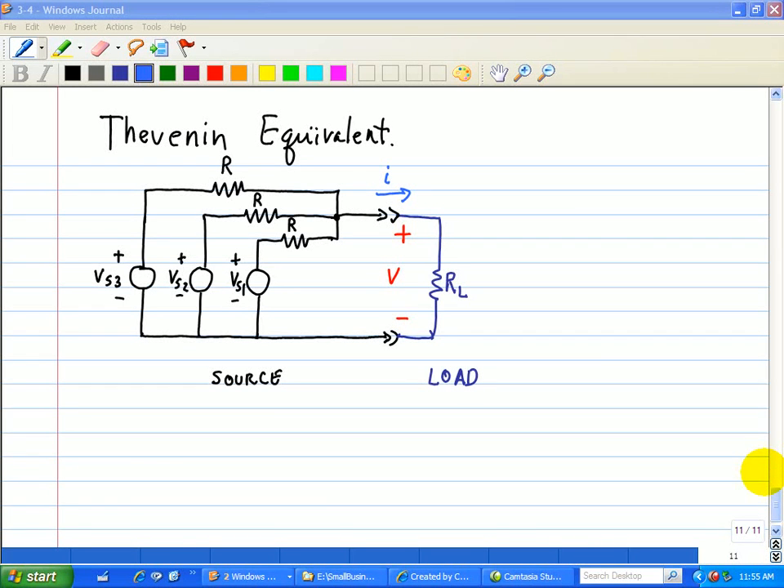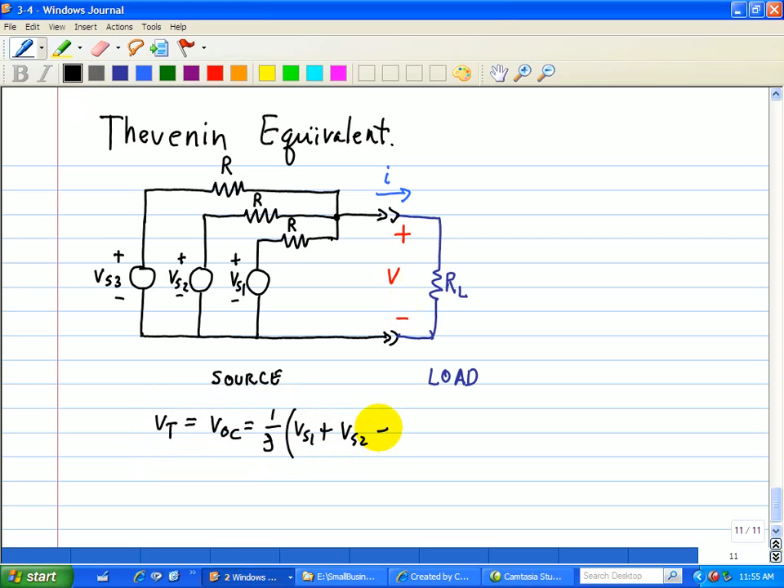In this problem, we're asked to find the Thevenin equivalent of this source circuit to the left of the interface, shown here, and then use the Thevenin equivalent to find the voltage delivered to the load. We did this problem earlier, but I'll just give you the final result, and I'll post the derivation. VT is VOC, which is just 1/3 of VS1 plus VS2 plus VS3. I'll derive this relationship at the end of this video, which was recorded earlier in this lesson.